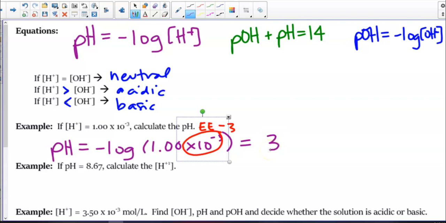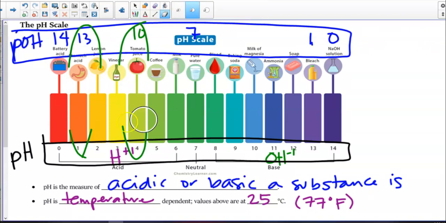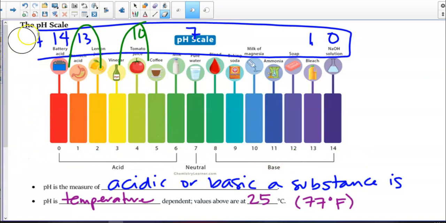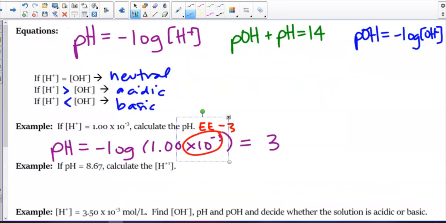Okay, so what does this mean? Well, if a pH is 3, go back to here. So let's erase some of this stuff. A pH of 3 means we have something that is acidic, right here. So I'm just going to make a little note that that's acidic. It's always good to know what it means, because our pH is less than 7.